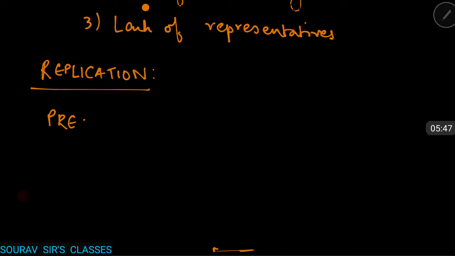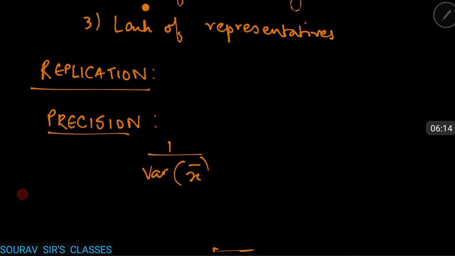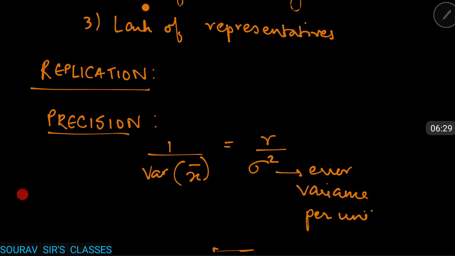Next, precision. The reciprocal of the variance of the mean is termed as the precision, or the amount of information of a design. Thus, for an experiment replicated r times, the precision is given by 1 by variance of x bar is equal to r by sigma square, where sigma square is the error variance per unit.